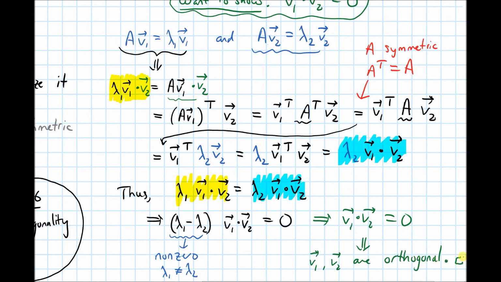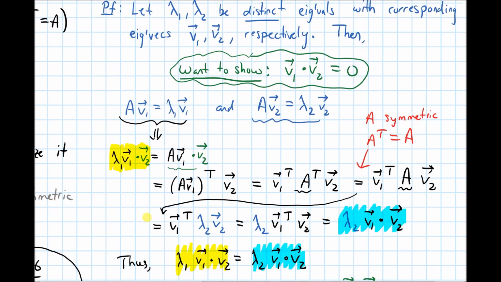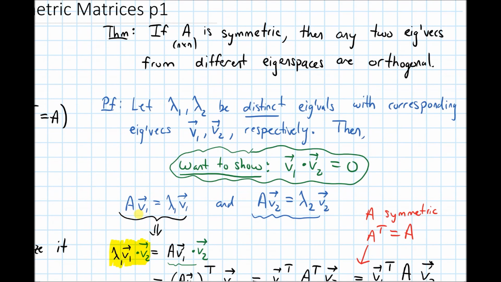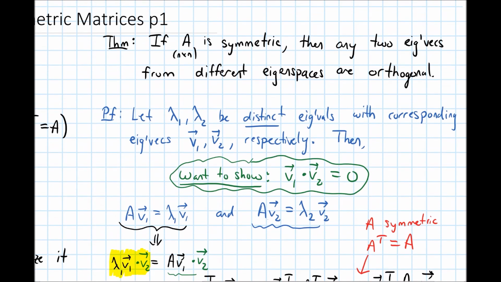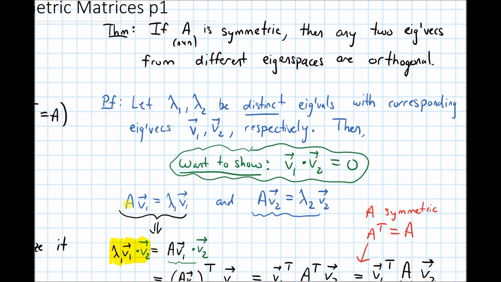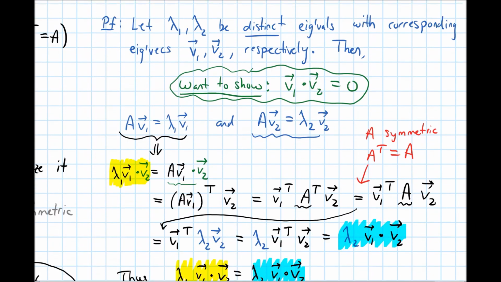We wanted to show that the eigenvectors that come from different eigenspaces are orthogonal. And now we've done that. So that's an interesting property. It's interesting that when we have a symmetric matrix, the eigenvectors that come from different eigenspaces are orthogonal. And this theorem will be at the heart of what we state next.